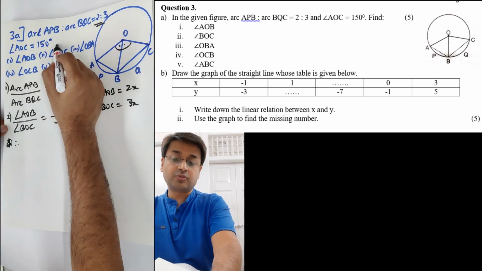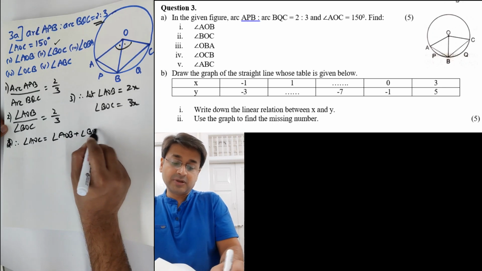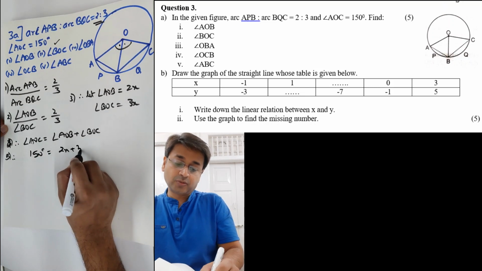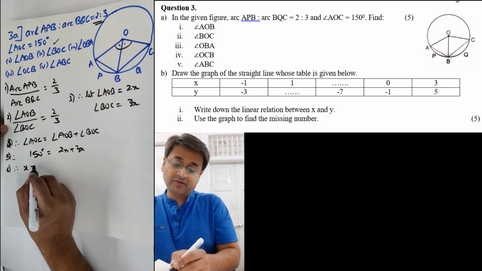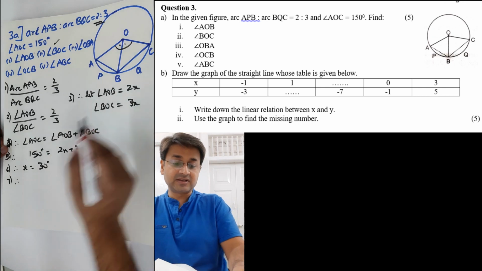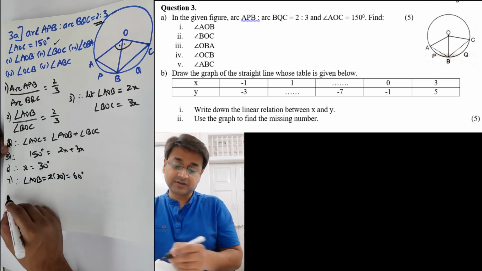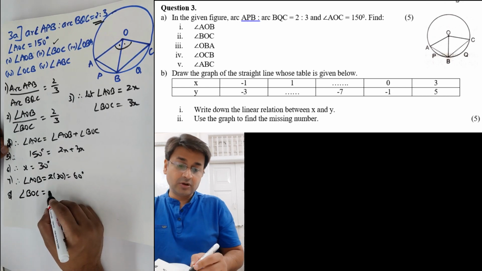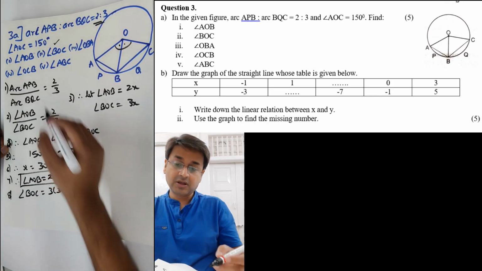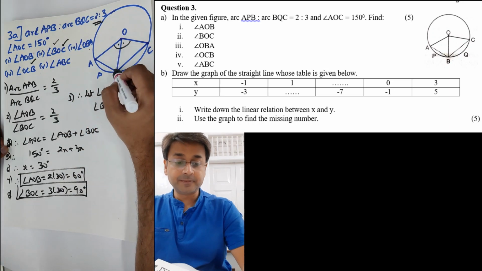Now already given to us AOC 150. So AOC is basically AOB plus BOC. So step 5, I will say AOC is 150 equals 2 plus 3, so 5x. So therefore the value of x will be 30. Now that you got x, this is 2x we said, that is AOB. So we will say AOB is double of 30 straight away, 60 degrees. And likewise BOC will be triple of 30, so that is 90 degrees. So we got AOB, the first thing asked, BOC, the next thing asked, then OBA.